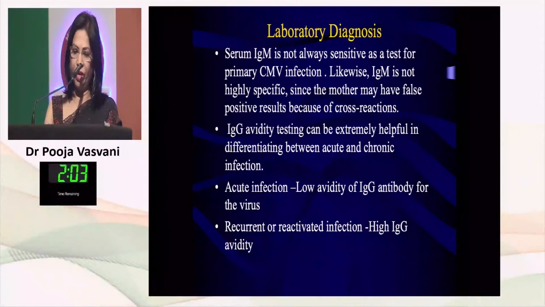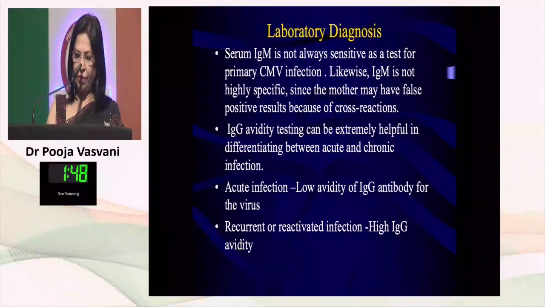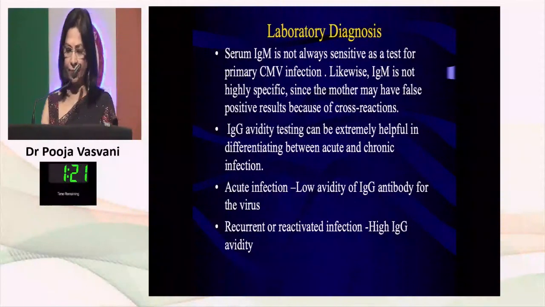How do we diagnose CMV infection? Serum IgG is not always a sensitive test for primary CMV infection. Likewise, IgM is also not highly specific, since the mother may have false positive results because of cross reactions. In these scenarios, IgG avidity testing can be extremely helpful in differentiating between a chronic and an acute infection. In acute infections, the avidity test will show low avidity, whereas in recurrent or reactivation infections, there is high IgG avidity. But unfortunately, avidity tests are not very easily available in many places.